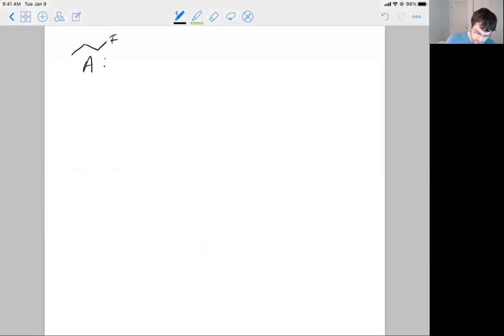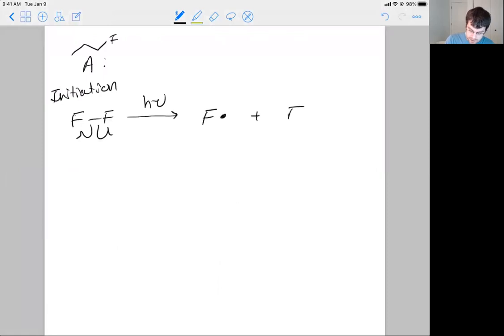So this was A. So the first thing that happens is that F2 gets energized by the light, and this is an initiation step. During initiation, we see homolysis of the one sigma bond connecting the two fluorine atoms, which then become separated to form free radicals. We go from zero radicals to two radicals. In the next two steps, we're going to see propagation occur, where I'm going to label this as HA to remind myself that there are actually two products resulting from two unique opportunities for hydrogen to be abstracted.